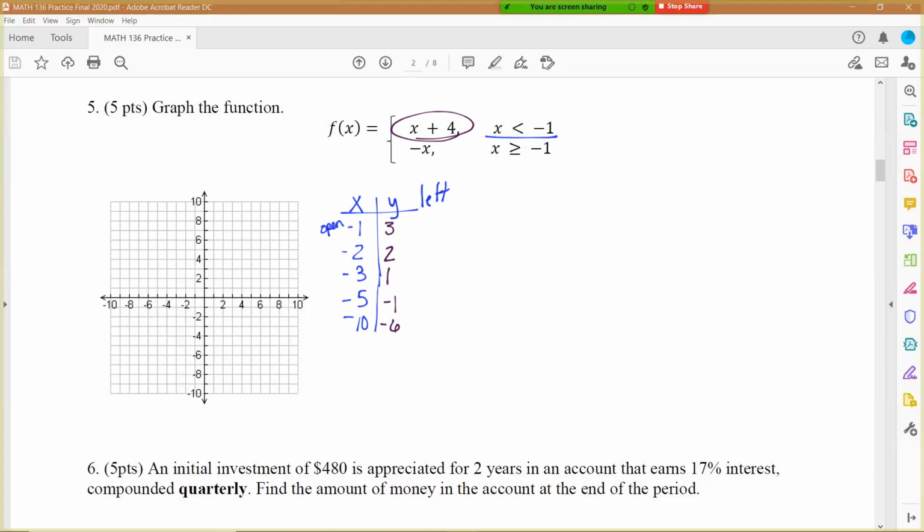How many x's do you need? I would say a minimum of 3. So minimum, I would do 3 just to make sure you're on the right track. I picked these 2 last ones because it's going to give me stuff over here further on the left side of my graph.